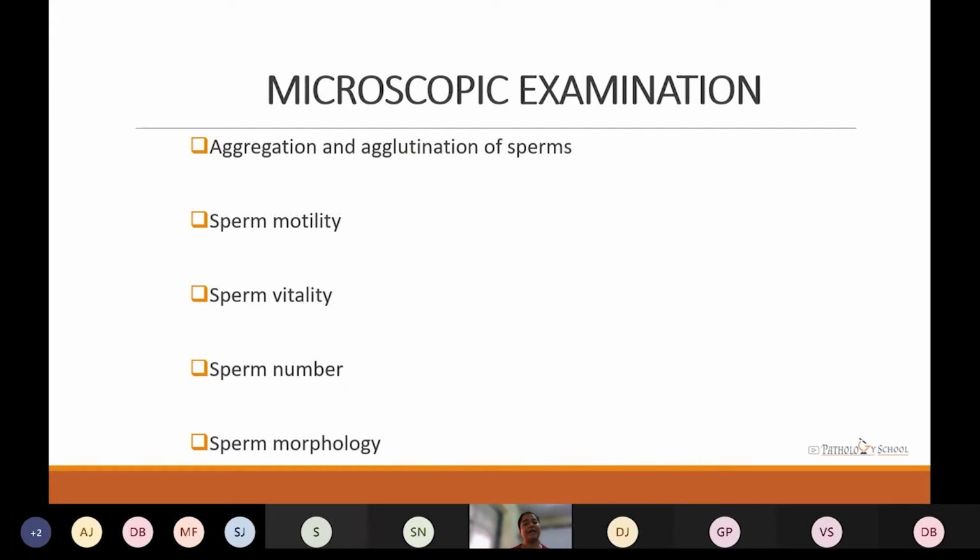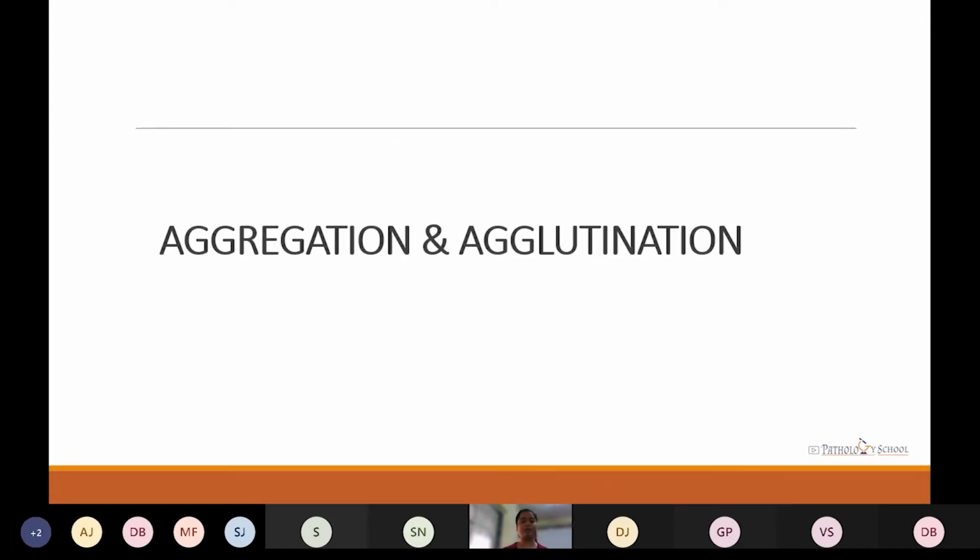Okay, now let's move on to the microscopic examination. There are also 5 points in this. First, we have aggregation and agglutination of the sperms. Then we have the sperm motility. Then we have sperm vitality. Then we have sperm count or the sperm number. And lastly, we have the morphology.